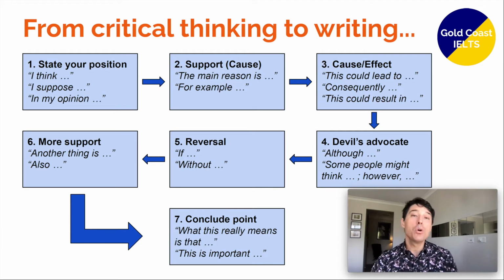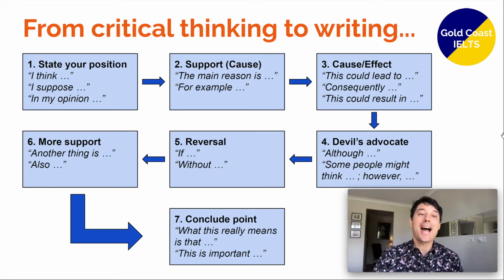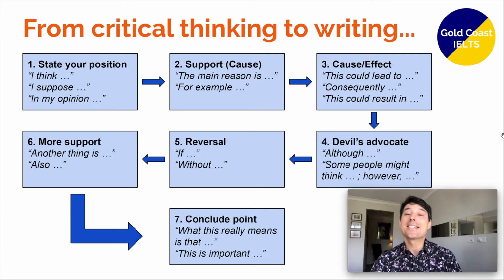Let's get started. So using the questions from the part 1 critical thinking video as a kind of base, we're now going to move on and look at how to write a body paragraph using critical thinking. So this is how I usually teach it. We're going to start at number 1, which is the state your position sentence, and use starters like I think, I suppose, and in my opinion.